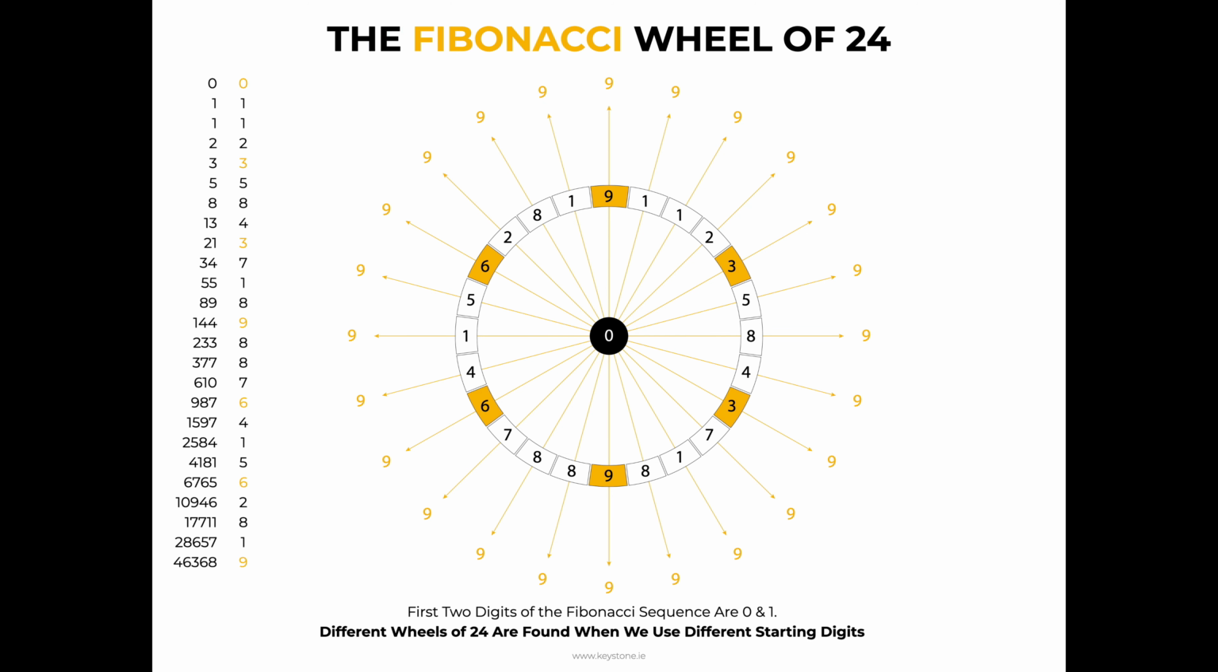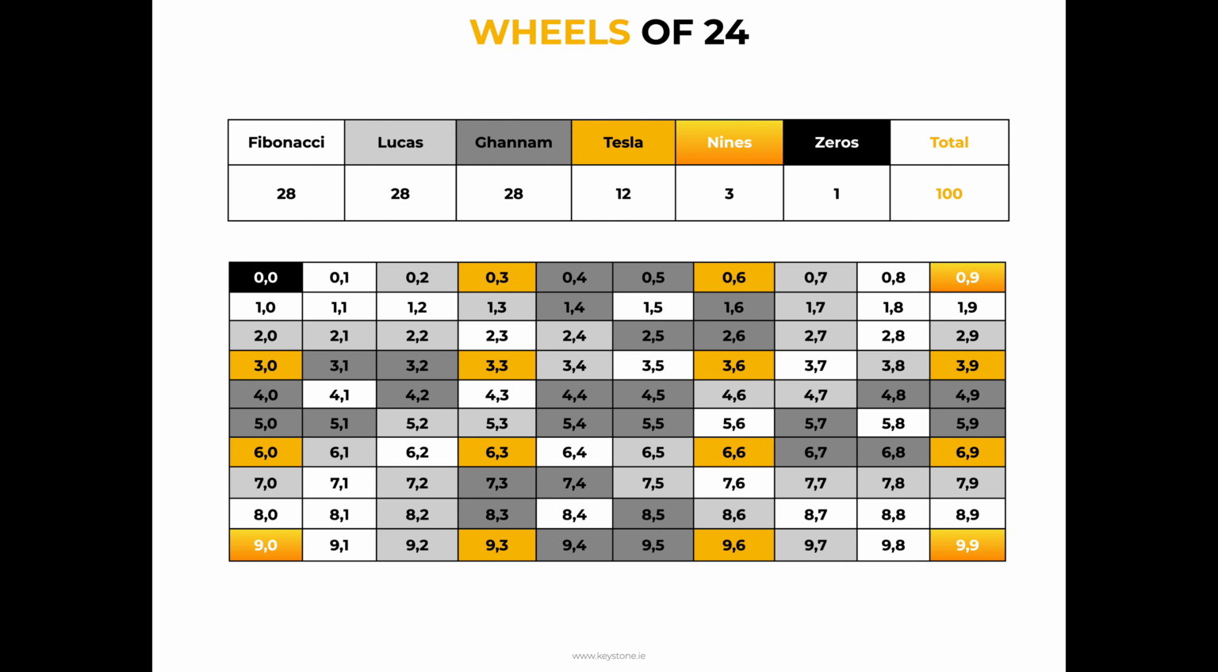Now, returning to the Fibonacci Wheel of 24, as we learned earlier, we start with 0 and 1. So 0 and 1 ultimately forms this pattern. However, different wheels of 24 are found when we use different starting digits. And this is all the possible combinations. We have found 6 different wheels. We have the Fibonacci wheel, we have a Lucas wheel, a GHANNAM wheel, a Tesla wheel, a wheel of 9s, and a wheel of 0s.